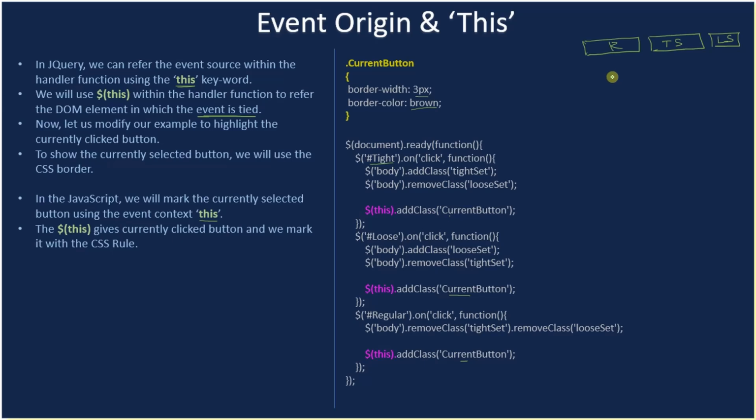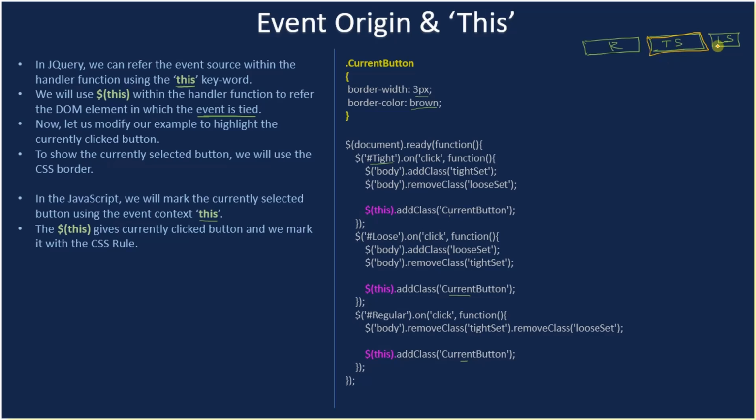Let's assume that we are clicking this tight set button. This is the tight set button, and we know that it will change the paragraph mode. After that, it is adding the class attribute current button. When the current button class attribute is added, a border will be drawn, and you will see that border around this button, right? Because the current button class attribute is added to $this. $this is nothing but the button that was clicked, right?